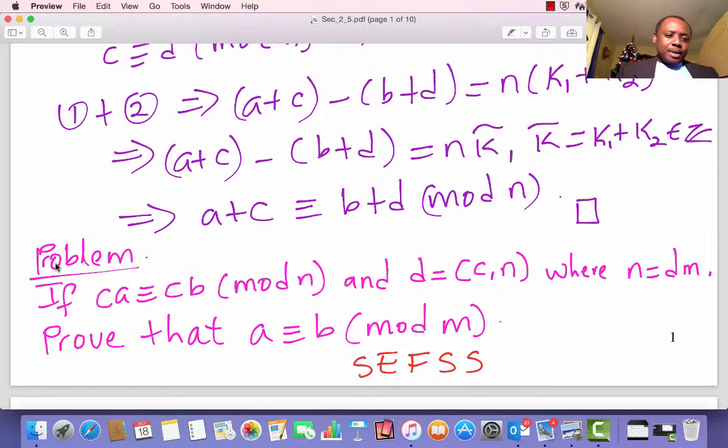Here is a little problem for you to play with. If C times A is congruent to C times B mod n, and D is the GCD of C and n, where n is defined as D times M, prove that A is congruent to B mod M. A very interesting but simple proof. I will leave that as a simple exercise for serious students.